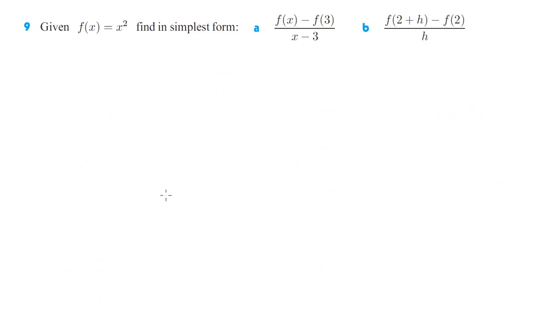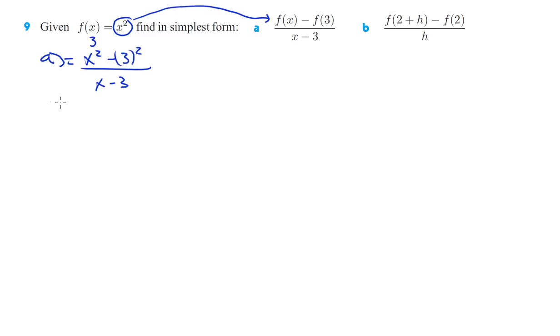All right. Moving along. Number 9, given that f of x equals x squared, find in simplest form. Okay, so now wherever we see f of x, we're just going to put x squared in. So that's going to be x squared there, right? So let's do this. A equals f of x is x squared minus, now the x is turned into a 3. So if it's f of 3, I know it's going to be 3 squared. So that's going to be minus 3 squared, right? All over, and then we just leave the x minus 3.